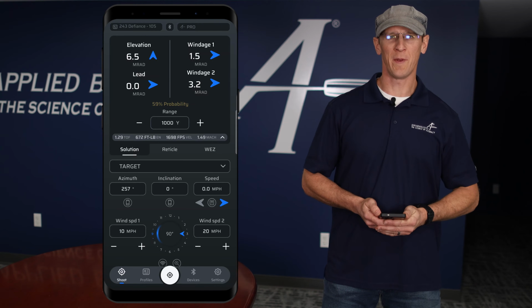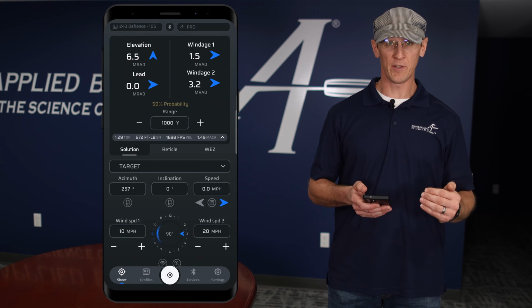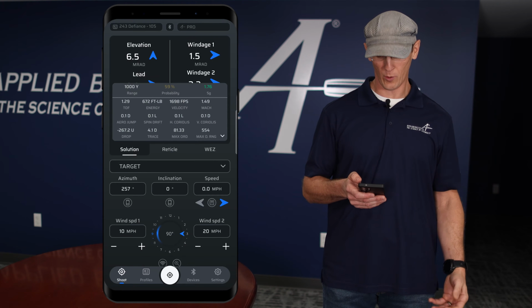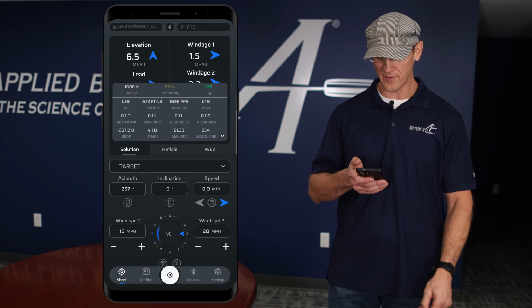All right, there's some really cool information in the shoot screen. If you're looking at the HUD, you can look just below where it gives you your main solution in elevation and windage, and it brings up a whole bunch of metrics about the shot that you have set up. Okay, so we're gonna go line by line through this.